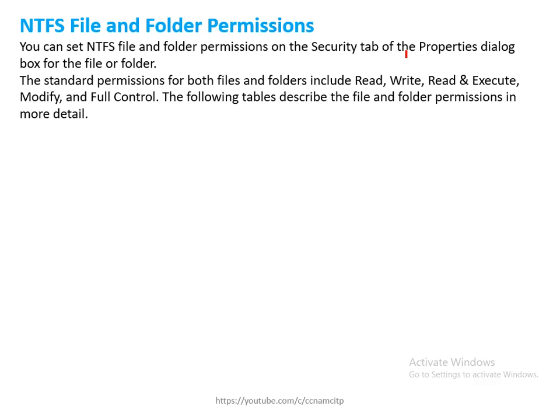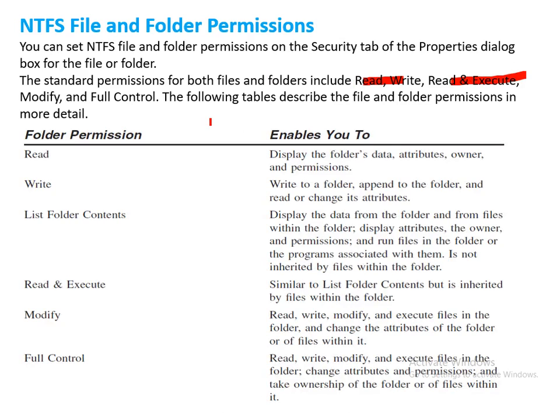Just now I told you, you need to go to the properties of that particular document or folder and select security. The standard permissions for both files and folders include read, write, read and execute, modify, and full control. Let me show you the same thing here. So if you want to give read permission to that folder, this is a folder permission.